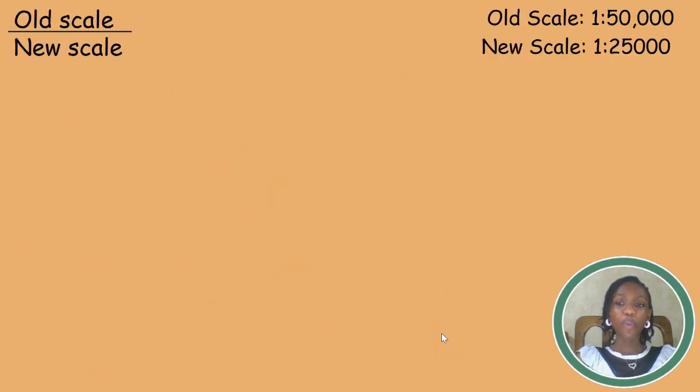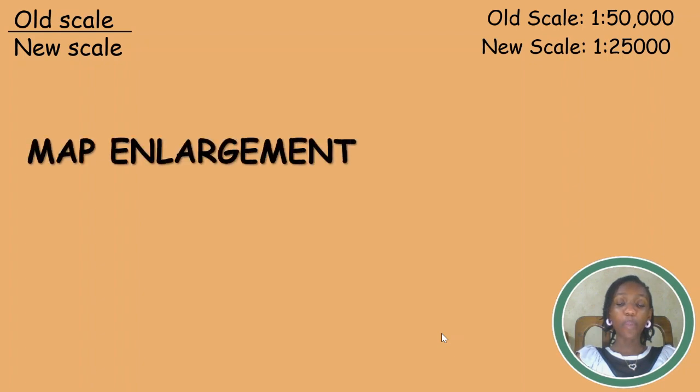Remember this formula from the map reduction and enlargement video? Old scale over new scale. Before we do the calculation, we can see that the value of the new scale is smaller than the old one, from 50,000 to 25,000. And remember when I told this in earlier videos, I said that a decrease in map scale means that we are dealing with map enlargements and then vice versa. So let's do our calculations to further prove these facts.